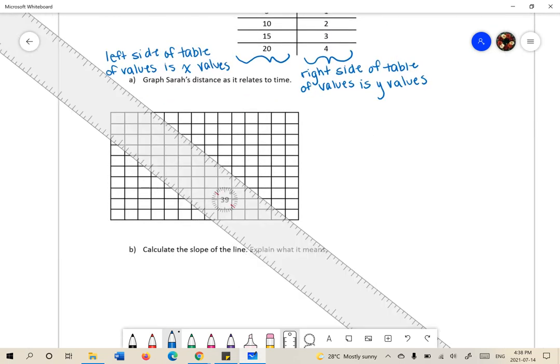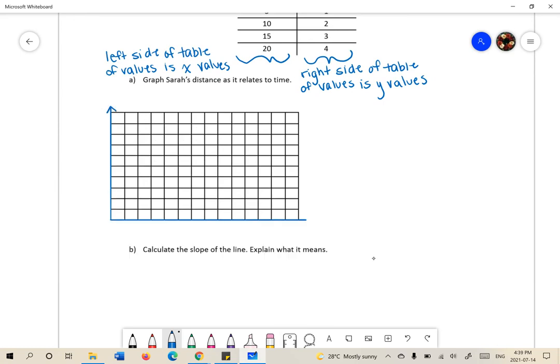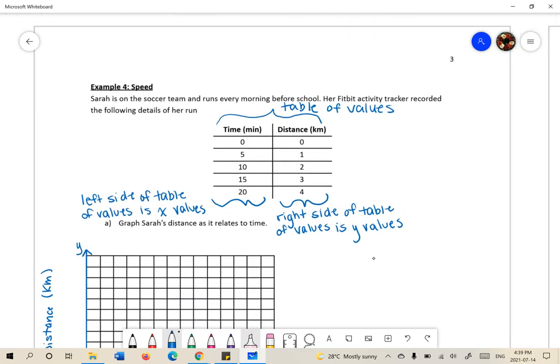I'm going to begin by drawing my axes and labeling my axes. So my x is time, and I'm going to include units. And my y is distance in kilometers. I'm labeling my x and y axes according to what the table of values is labeled as.